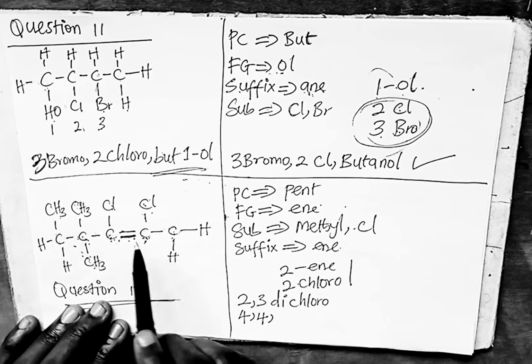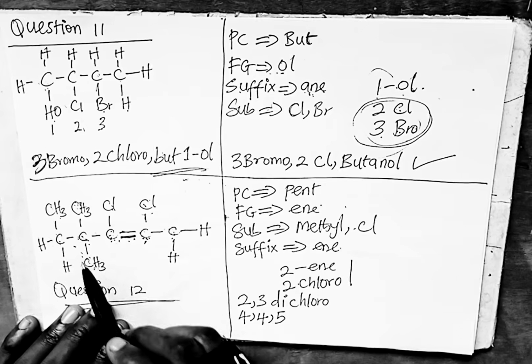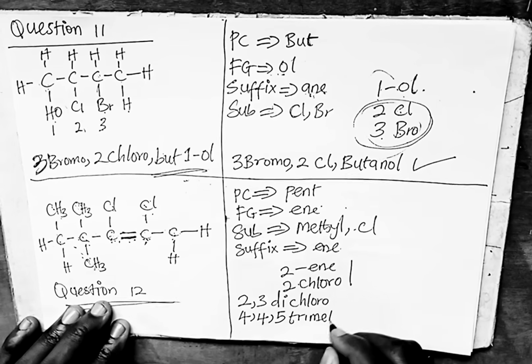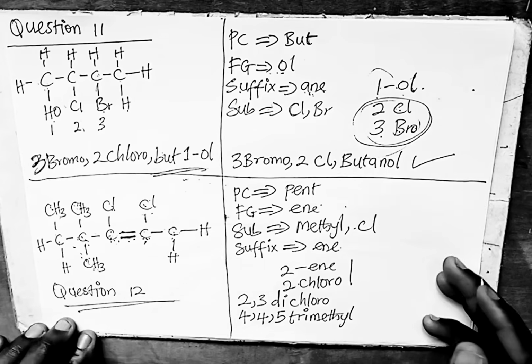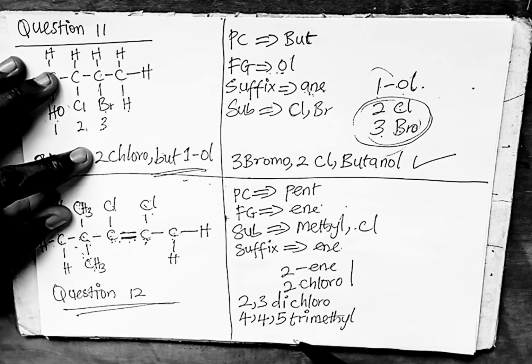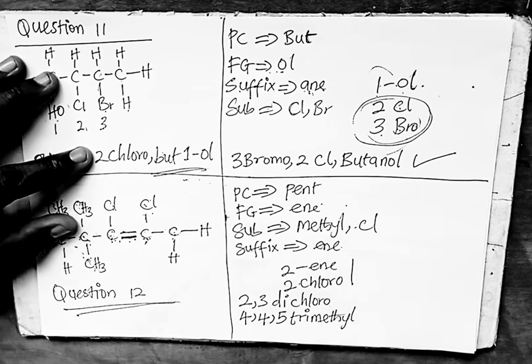We still have another methyl again. 1, 2, 3, 4, 5. 5. How many methyl in total? 1, 2, 3. That's 3. Trimethyl. Alright. So we have to rearrange everything now. So rearranging everything, we are now going to have in alphabetical order. We have 2,3-dichloro. Okay. So that's what we are going to do. 2,3-dichloro will be the first.